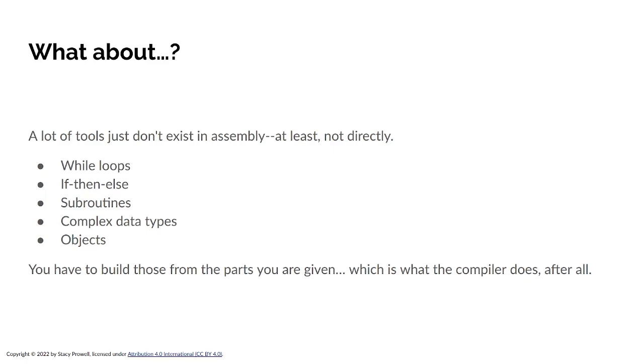Lots of tools don't exist, at least not directly. While loops, if-then else, subroutines, complex data types, and objects. There are proto-versions of these that exist in some assembly languages. Not every assembly language will have nice support for this. x86 has some support for subroutines. It's pretty bare bones. Some assembly languages don't even have that. And you sort of have to make it up yourself. And that's okay. Loops, x86 has sort of a loop thing, but again, it's real bare bones in here.